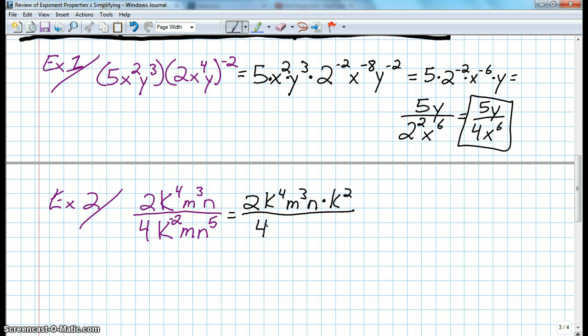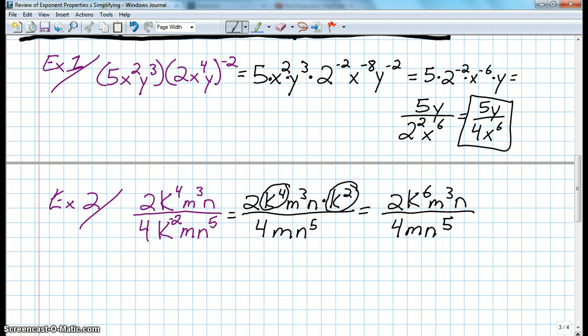Down in our denominator we have 4, the k to the negative 2nd got moved up, we still have an m, and we still have an n to the 5th. Now I'm going to look at combining my k's. We have 4 factors of k here, we have 2 factors here. This gives me 2k to the 6th, m to the 3rd, n, all over 4 m n to the 5th.